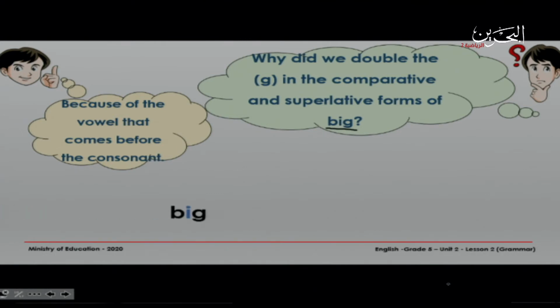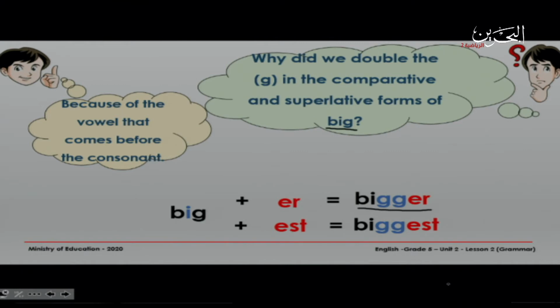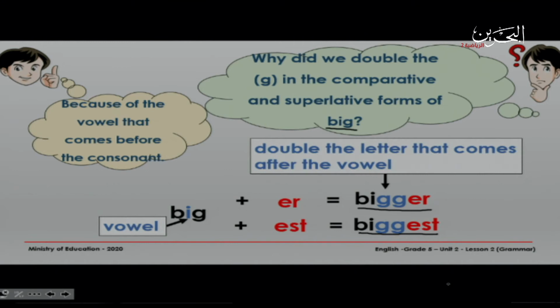Let's look at the word big. To make it in the comparative form, we add to it ER, so it becomes bigger. And if we add EST, it becomes superlative. The word is biggest. Look at the word big here. Letter I is one of the vowels. That's why we wrote one more G in the words bigger and biggest.